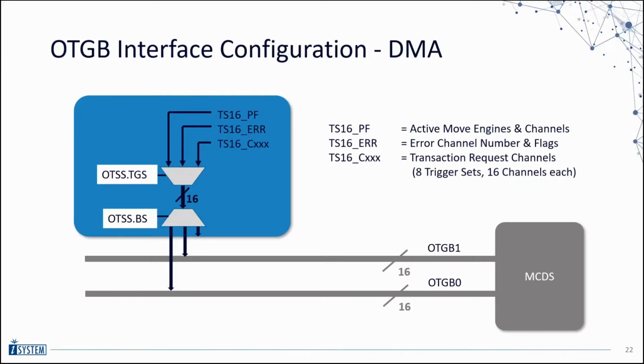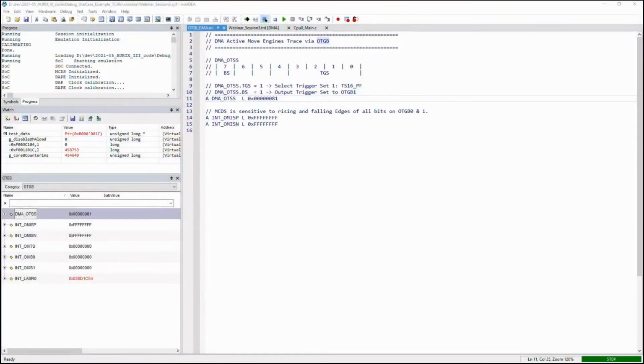That means we have to configure OTSS trigger set select so that it chooses TS16PF. Additionally, we have to use OTSS bus select to route the data to one of the buses. We use a WinIDEA initialization file to do the configuration. If you're not familiar with the syntax, we use A followed by the address or the register's name, and then an L for long integer, followed by the value we want to write into that address.